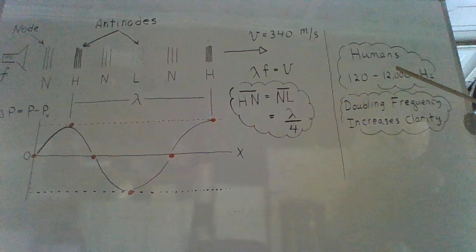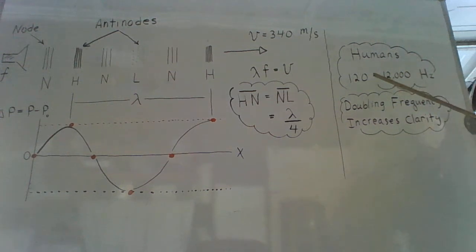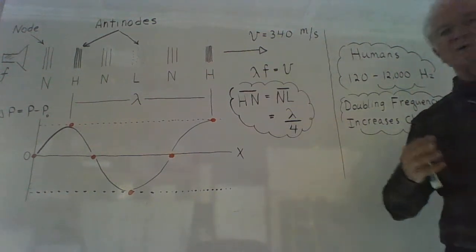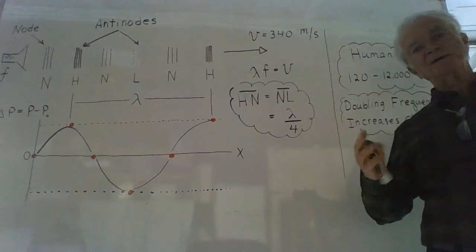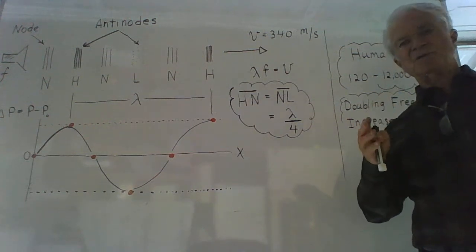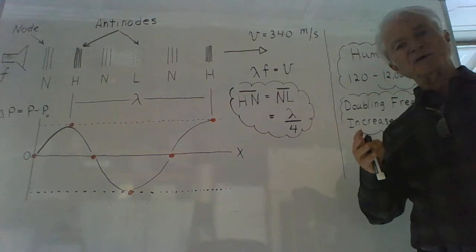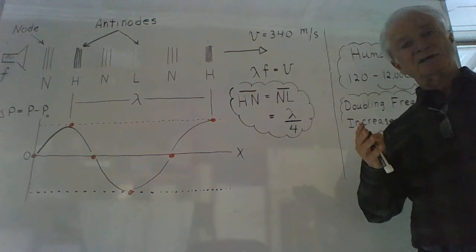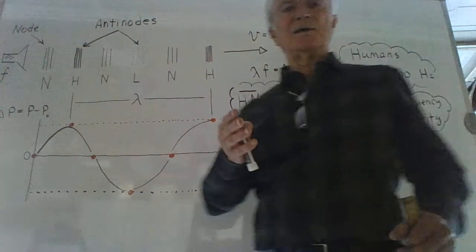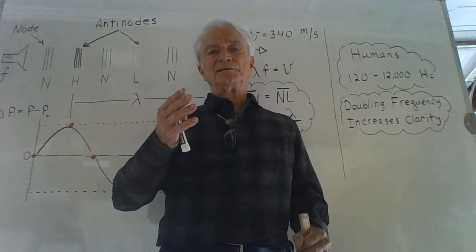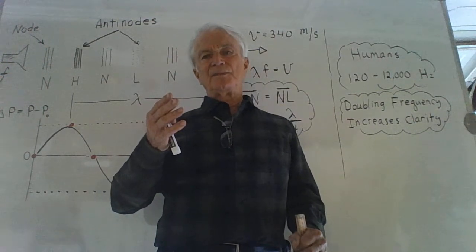Humans can detect sound frequencies between 120 hertz up to 12,000 hertz. It's an interesting factoid that doubling the frequency of speech increases its clarity. Now, speech doesn't just consist of one single frequency or one tone, it's a mixture. But in general, if you increase the frequency, the pitch of a spoken word, it's clearer or heard more clearly by listeners.